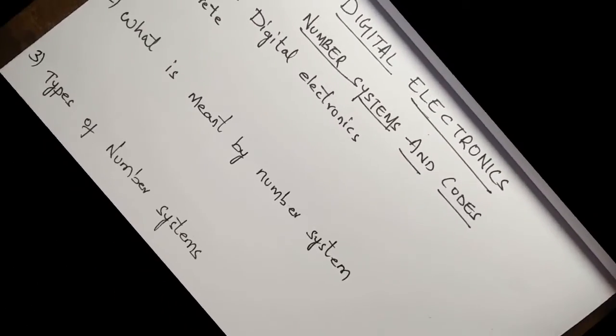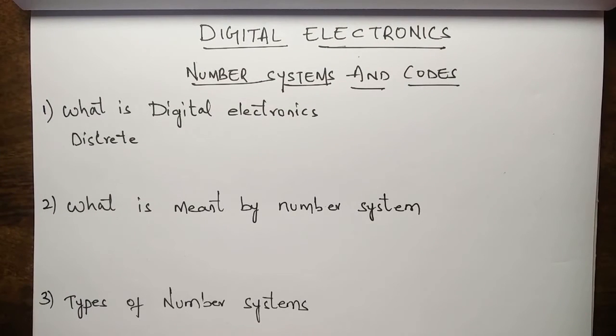Today in this video I'll explain a topic called number system and codes, which is a topic of digital electronics. But before we start our topic, let me give you a brief introduction to what is meant by digital electronics. Digital electronics is a part of the study called electronics, which deals with things which are discrete in nature.